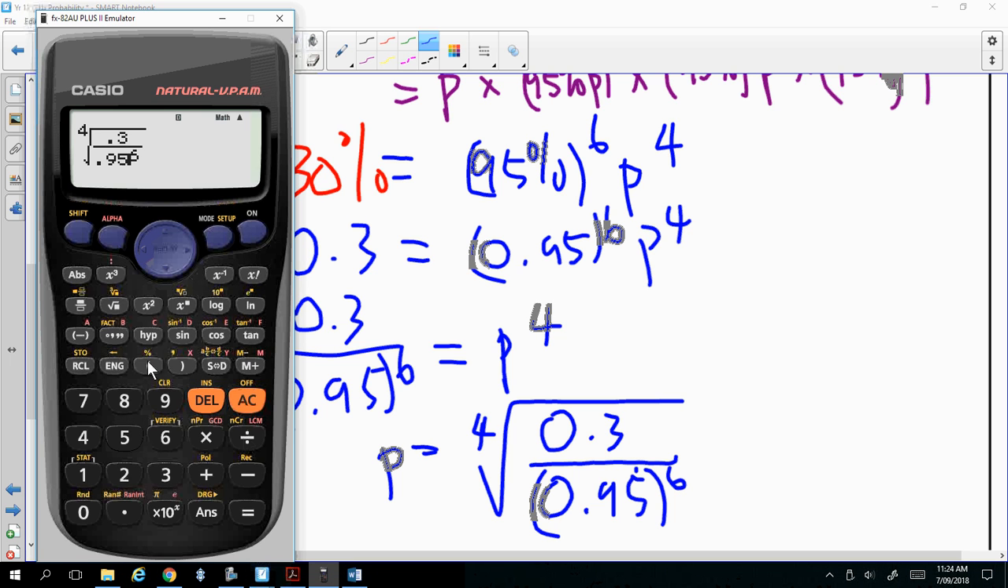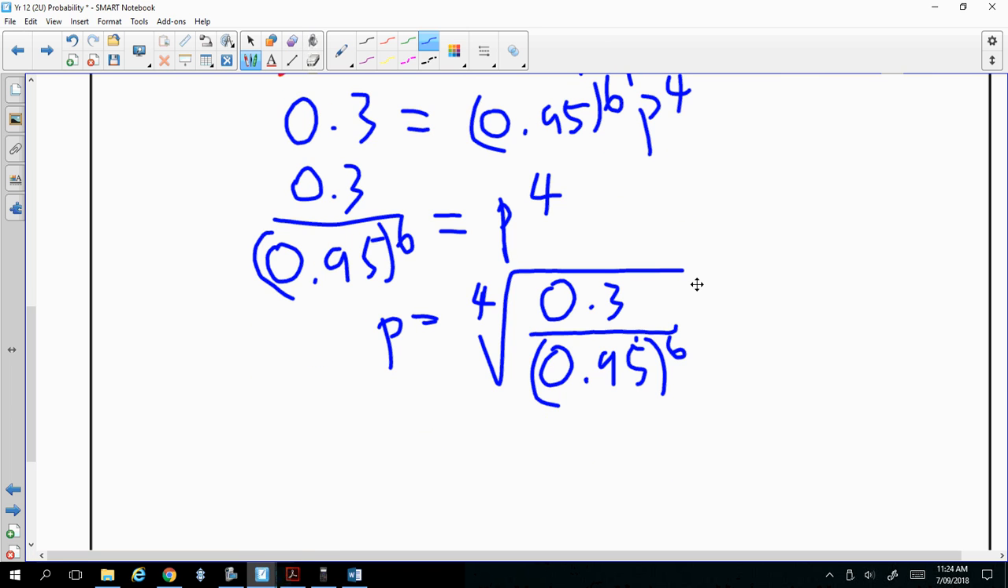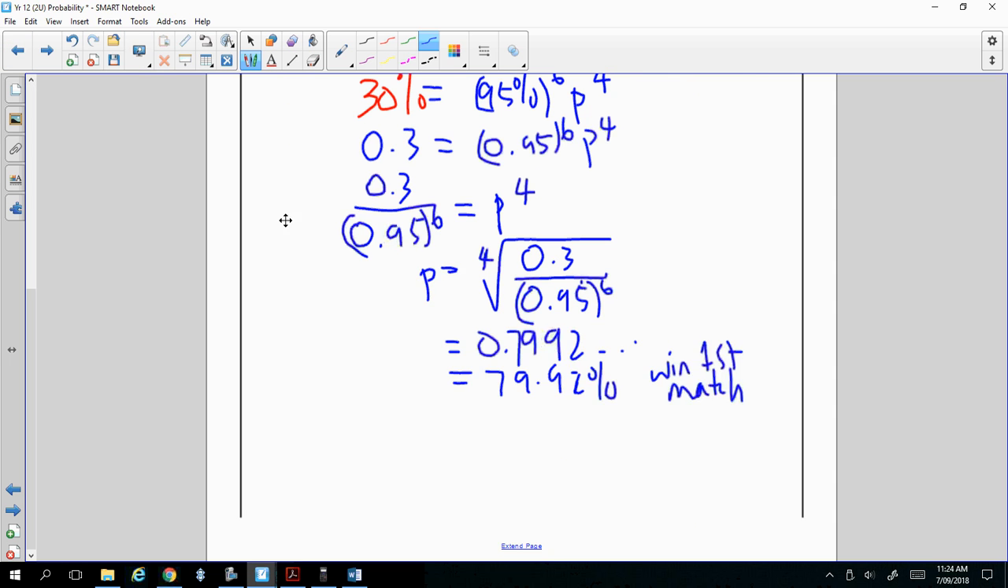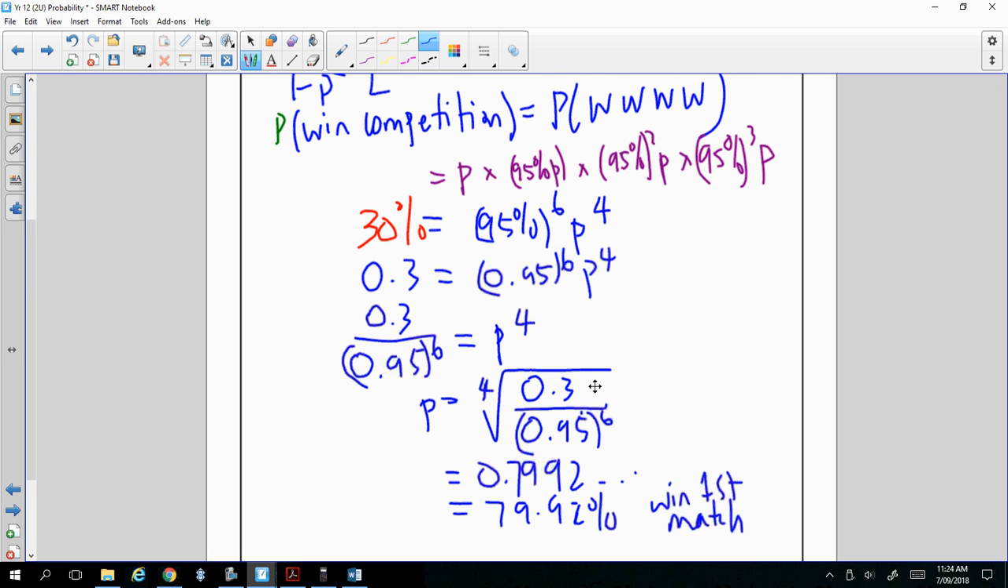So she actually had a very high chance of winning the first match, 79.92%, of winning the first competition, the first match. But to win the entire competition, it will be much lower because it's much harder. So you can win the first match at a very high chance, but to win the whole competition, you have a very low chance of winning. Okay.